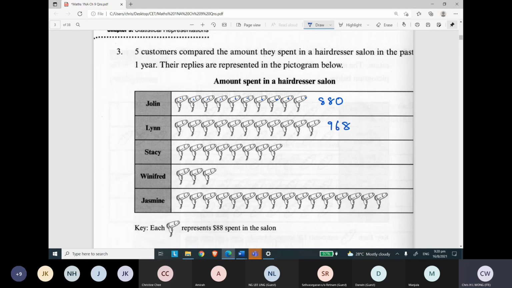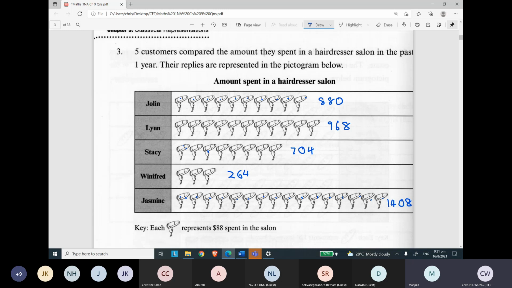This one? Stacy? 1, 2, 3. 704. You times 88, right? Yeah, 8 times. 3 times 88. 264. Last one is 1, 2, 3, 4, 5, 6, 7, 8, 9, 10, 11, 12, 13, 14, 15, 16. 16 times 88. 1408.